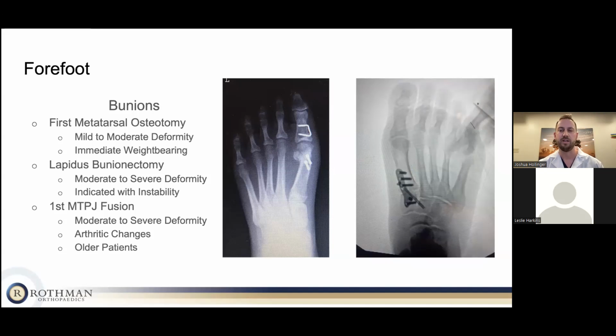And that provides a nice way for patients to get back to their day-to-day without having to be on crutches or to be in a cast or a splint for a long period of time.